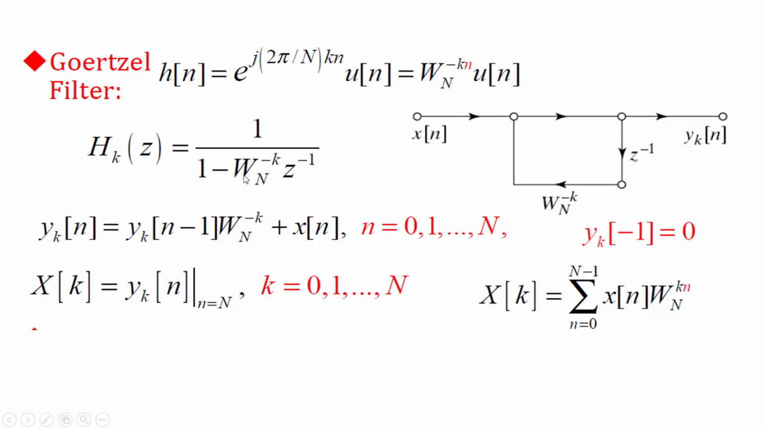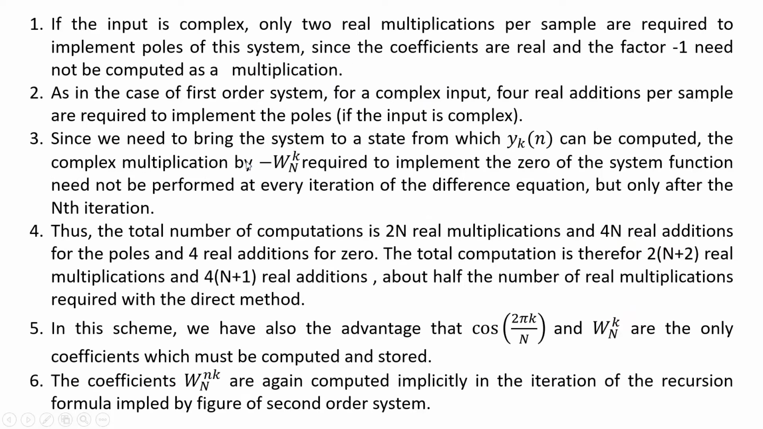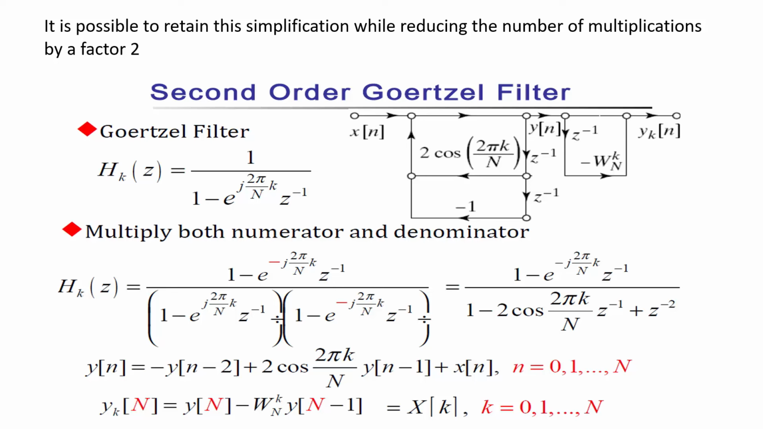Now we replace W_N with its value e to the power minus j 2 pi by N, right? So we get 1 over 1 minus e to the power j, because the minus sign was there, so the minus sign will become a positive sign if two minus signs are there. So it will be 1 minus e to the power j 2 pi by capital N k z to the power minus 1.